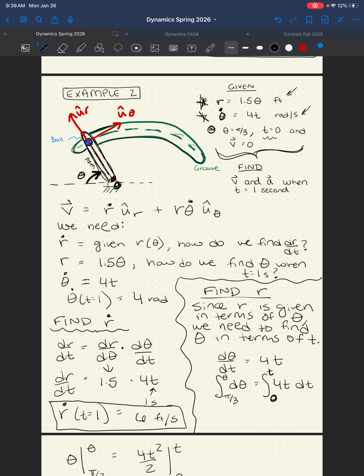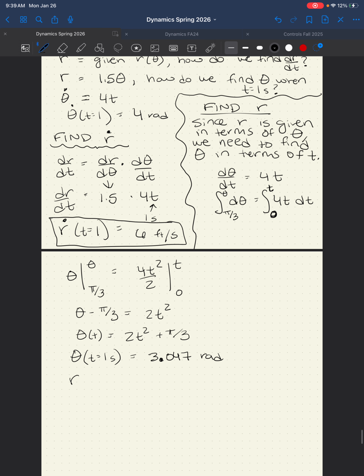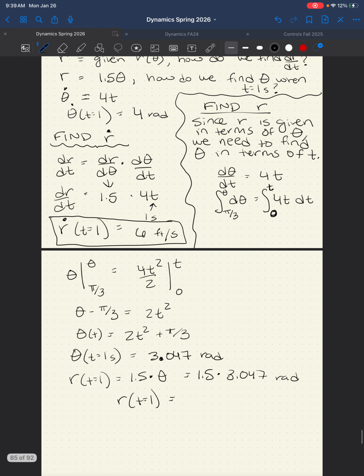So now we know what theta is when t equals 1, so we can plug that in to our r expression to find out what is r when t equals 1. So r when t equals 1 equals 1.5 times theta equals 1.5 times 3.047 radians, and r at t equals 1 should be 4.57 feet.